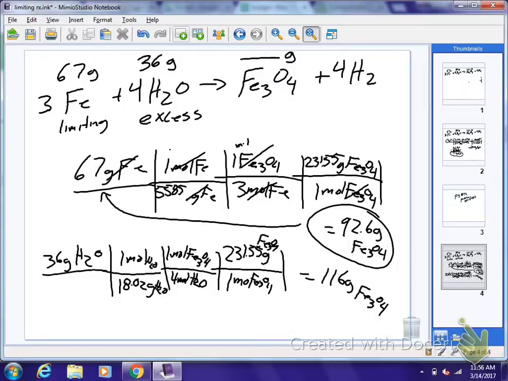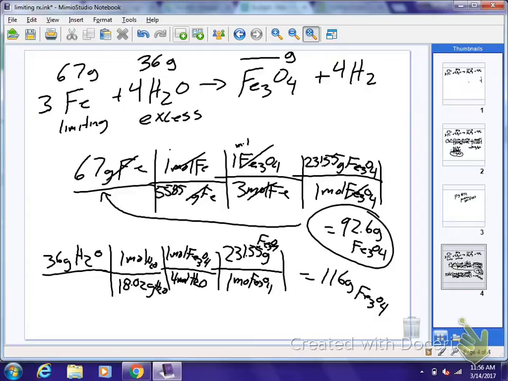Our second reaction goes from grams of water to grams of Fe3O4. We have two amounts. They're different. The one that is lower came from what we call limiting. So the iron makes less than the water. If it makes less than the water, it ran out. And when it ran out, it only made 92.6.